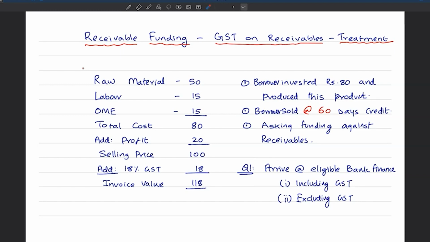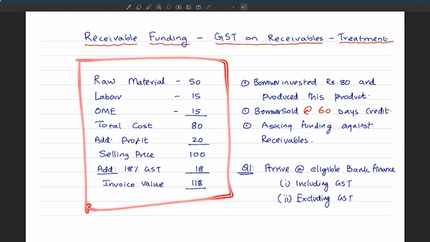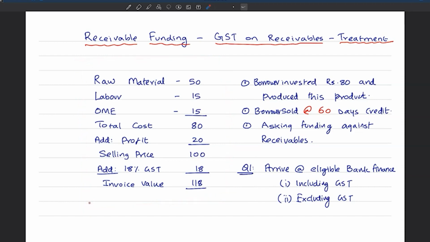Having said that, let us do a small analysis as to what will be the impact if it is included, if it is excluded. Okay, so I have created a small case. It's a hypothetical scenario. Let's say a particular borrower who has just started the business and this is his first transaction. Okay, assuming there are no other backgrounds. So he is investing money in raw material 50, labor 15, other manufacturing expenses 15. So his total cost is 80.